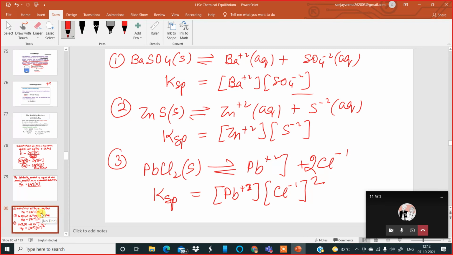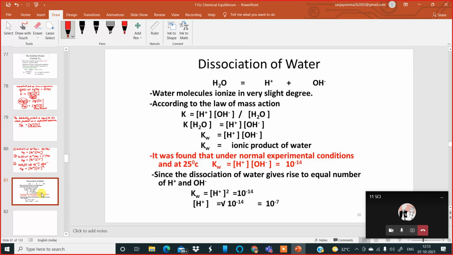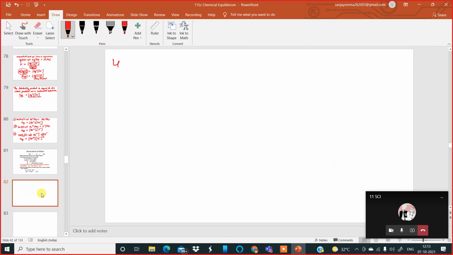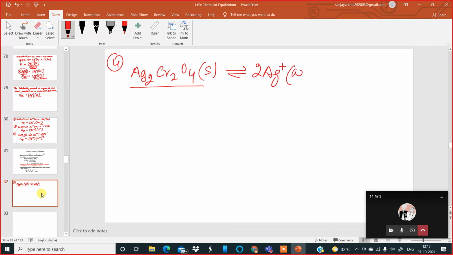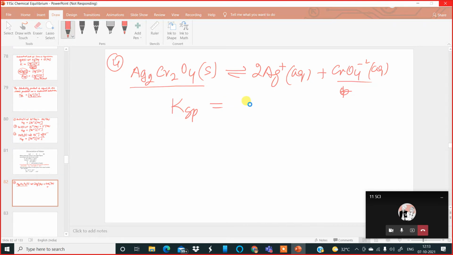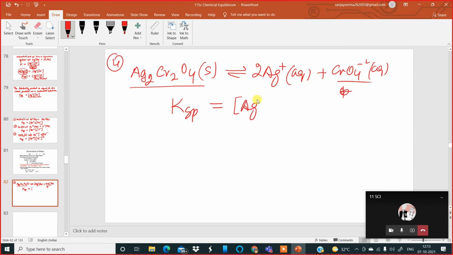Now moving to the other examples. This one I'll discuss later on. The fourth example is Ag2CrO4, silver chromate. This is also a sparingly soluble salt, which in aqueous solution provides 2 silver ions plus chromate ion CrO4 minus 2. Now the solubility product for this ionic reaction becomes concentration of silver ions raised to the power of 2 into concentration of chromate ions. So that is the expression for the solubility product for this reaction.